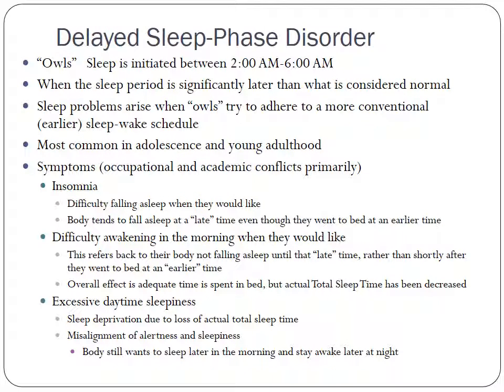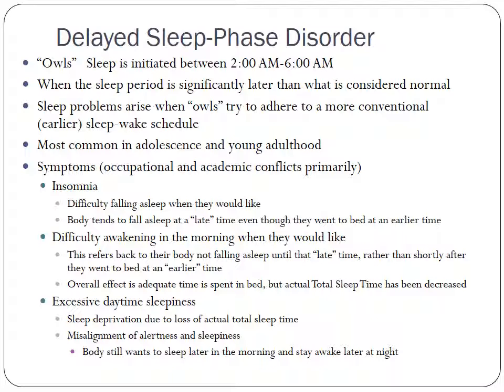Delayed sleep phase disorder. These are owls. Sleep is initiated between 2 a.m. and 6 a.m., when the sleep period is significantly later than what is considered normal. Sleep problems arise when owls try to adhere to a more conventional or earlier sleep-wake schedule. This is most common in adolescence and young adulthood.